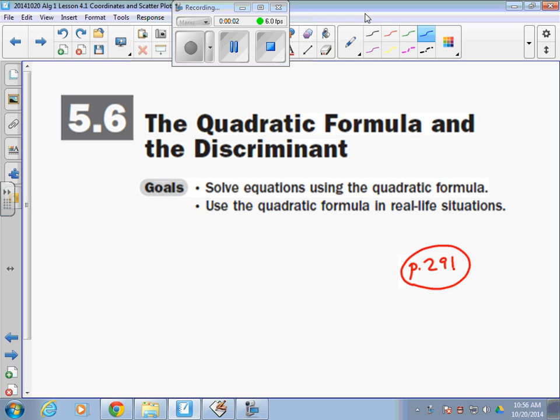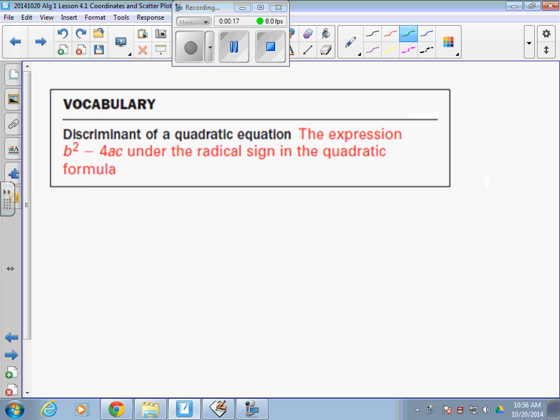It's Algebra 2, using the quadratic formula and the discriminant. We're solving equations using the quadratic formula, and using them in real life situations. We won't do the fallen object checkpoint problem, but it does begin on page 291.